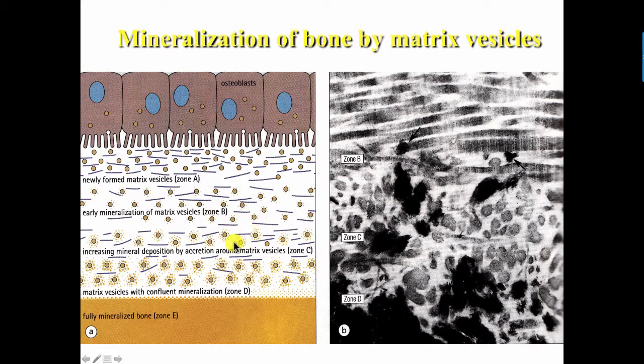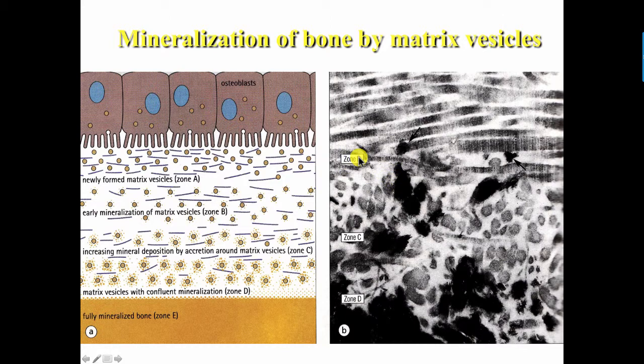So these small centers of mineralization in zone B here grow, and eventually they fuse with one another, and so mineralization spreads as these foci of mineralization grow bigger and bigger until it spreads across the entire bone. This is shown in this electron micrograph here.